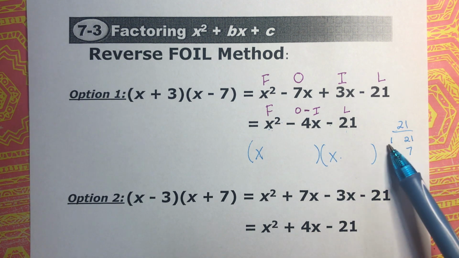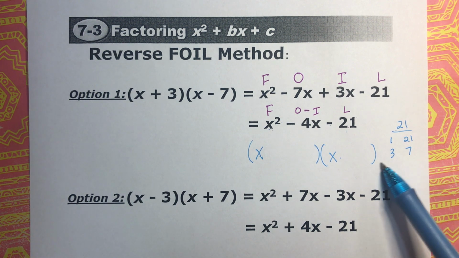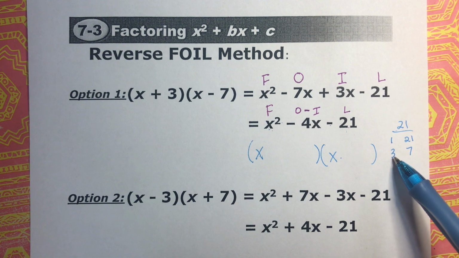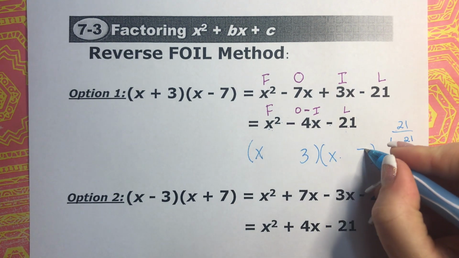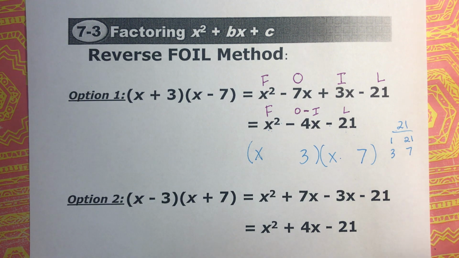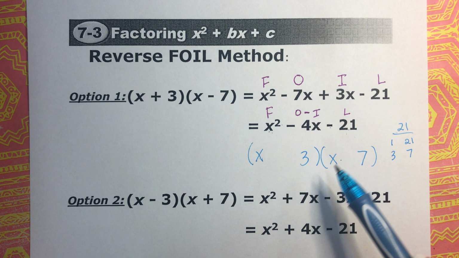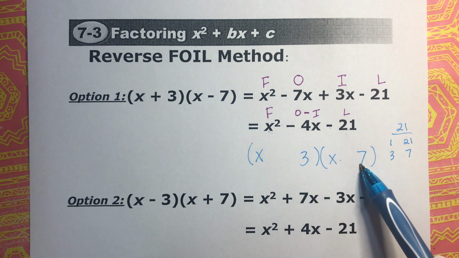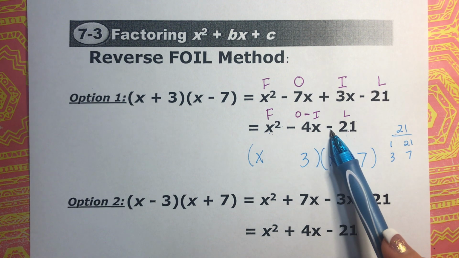Okay, and if you look at 1 and 21, the difference between those two numbers is 20. And the difference between 7 and 3 is 4. So we know that it's going to be 3 and 7. Now we need a -21. So this is our last, right? So you're going to go 3 times 7, and when you go 3 times 7, you're going to have to get a -21.